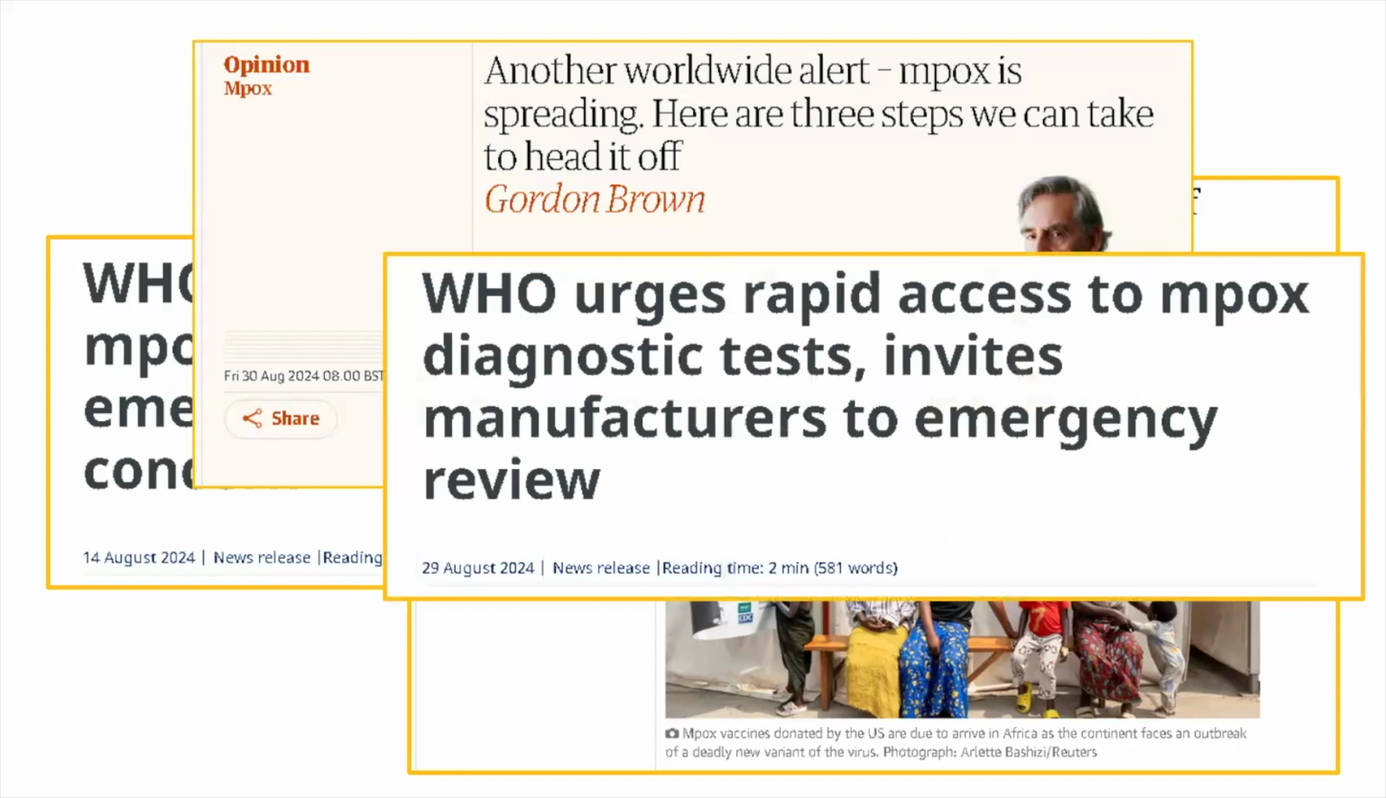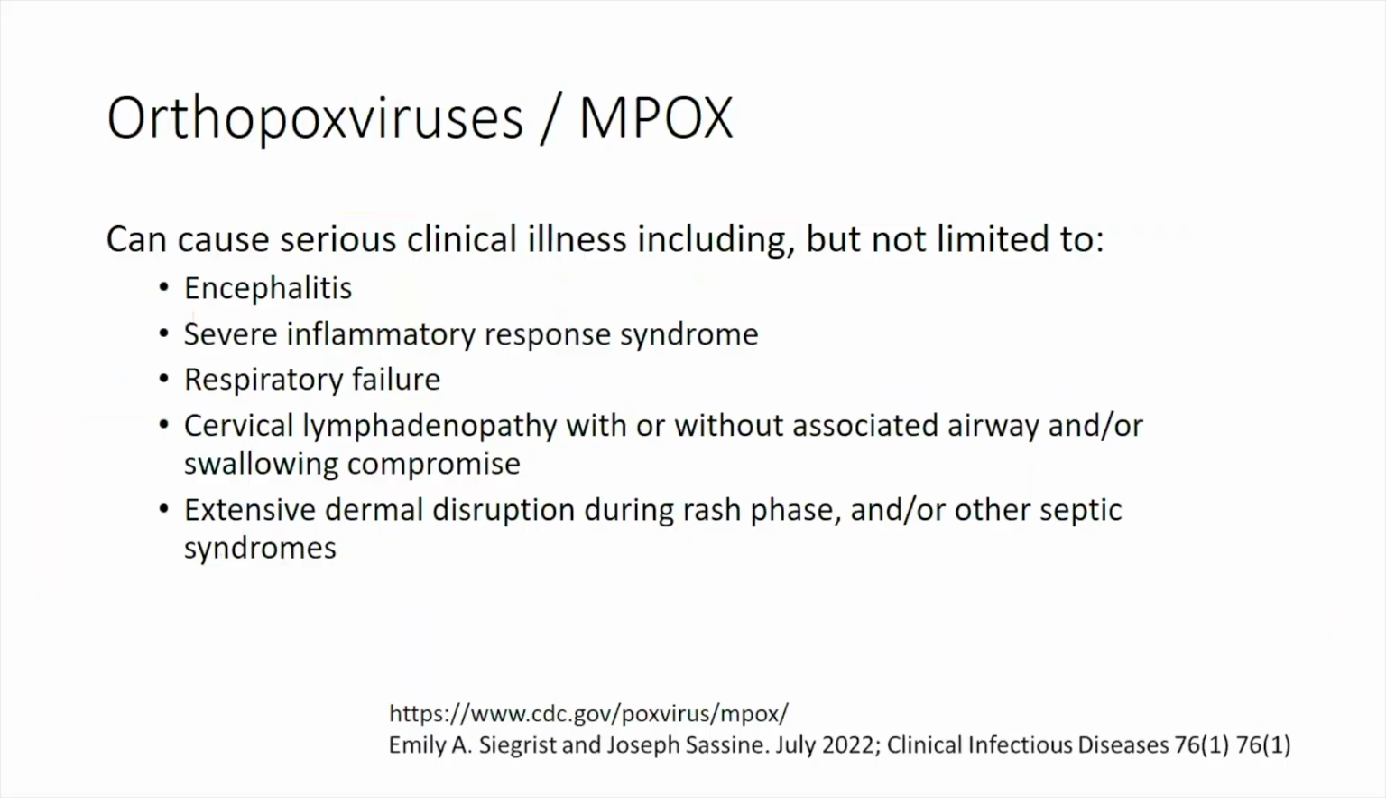The WHO is also urging biotechnology companies to submit proposals for evaluation of diagnostics, because there are no diagnostics in Africa for this. And this is so important, as you all know, for the control of the outbreak. We also need to treat this, obviously, because people die, and they normally die from extensive dermal disruption that could lead to septic syndromes or severe inflammatory response syndromes or encephalitis, bronchopneumonia leading to respiratory failure, and some patients will present with cervical lymphadenopathy with or without associated airway or swallowing compromise.